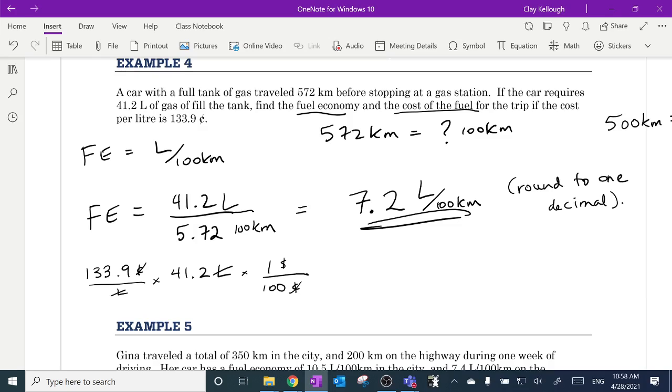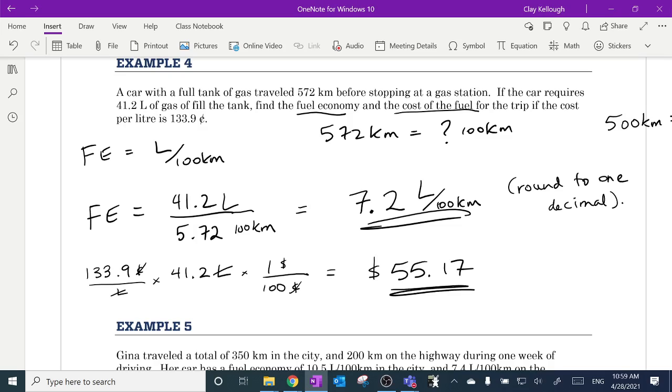If back in grade 10 or 11 you learned how to think in terms of unit ratios, unit multipliers, all this conversion stuff is super easy. It really is very logical when you think this way. And there we go. So times those together and divide by 100. When you do that, you get $55.17.